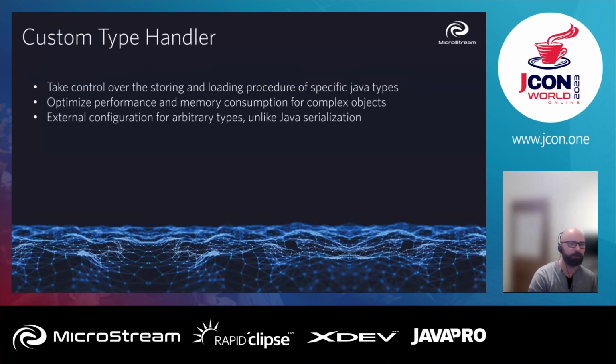So let's say we want to write a custom type handler, meaning we want to customize how an object is converted into bytes and back. So we take control over the storing and loading procedure of a specific Java type. We can optimize performance and memory consumption for complex objects, and we can use, like mentioned, external configuration, unlike the Java serialization does.